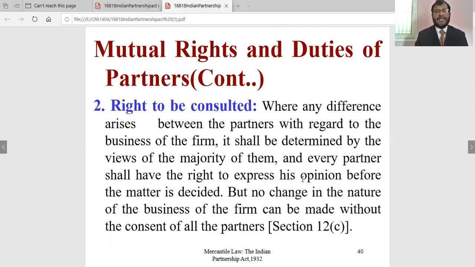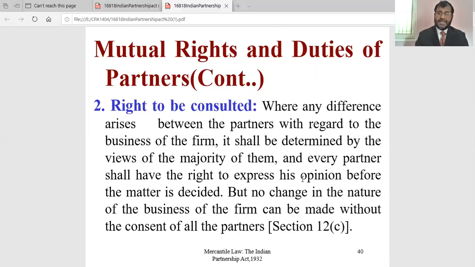Second right of the partner is the right to be consulted. Where any difference arises between the partners with regard to the business of the firm, it shall be determined by the views of the majority among the partners, and every partner shall have the right to express his opinion before the matter is decided. But no change in the nature of the business of the firm can be made without the consent of all the partners.